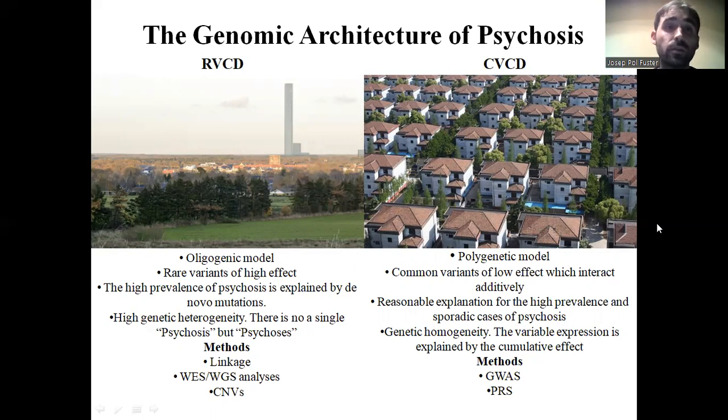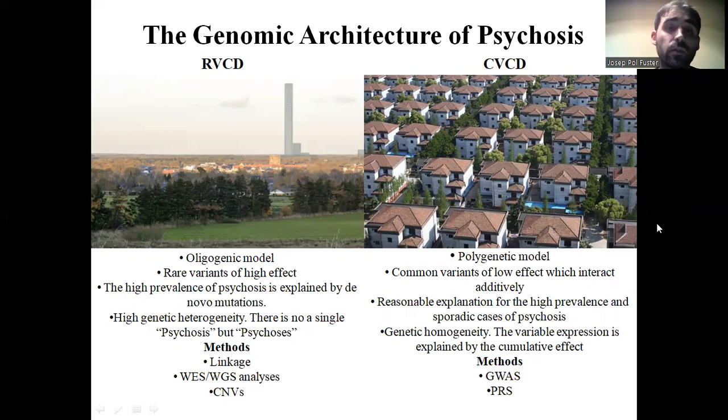For example, assuming an extreme version of the rare variant common disease hypothesis leads us to accept that there is no single psychosis but many psychoses. In this sense, it may be a psychosis specific to a single family or even specific to a single individual. On the other hand, assuming an extreme version of the common variant common disease hypothesis leads us to accept that psychosis is completely homogeneous. Also, the methodological approach is very conditioned by the hypothesis assumed.